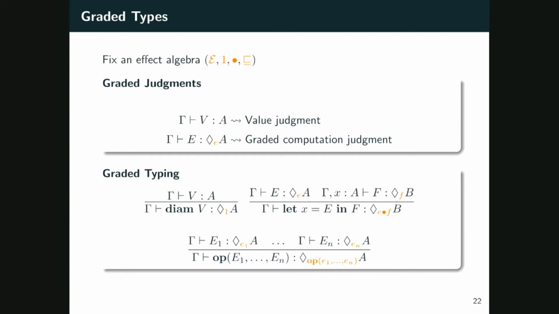Okay, now we have an effect algebra. So what do we have to do? Well, we just slightly modify our judgments. So we consider graded judgments, whereby we have a computation which has type diamond EA. So we have information on the effects produced. And typing judgments are modified in a kind of natural way, taking advantage of the monad structure of the effect algebra, and also of the fact that we assume to have operations in the effect algebra corresponding to the operations in the calculus.